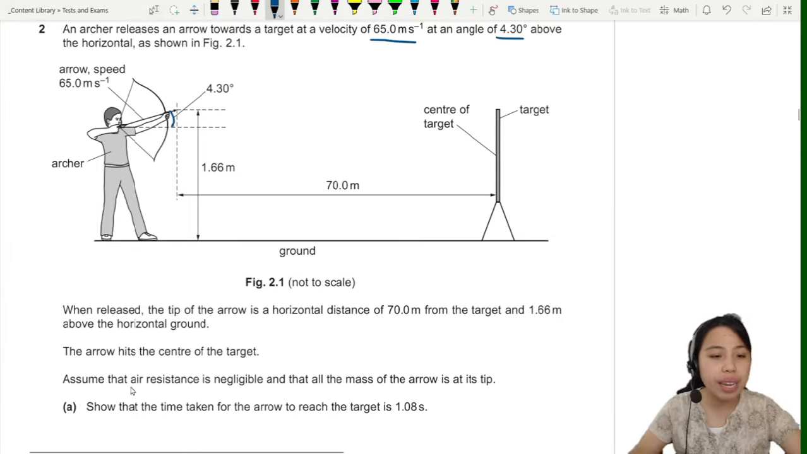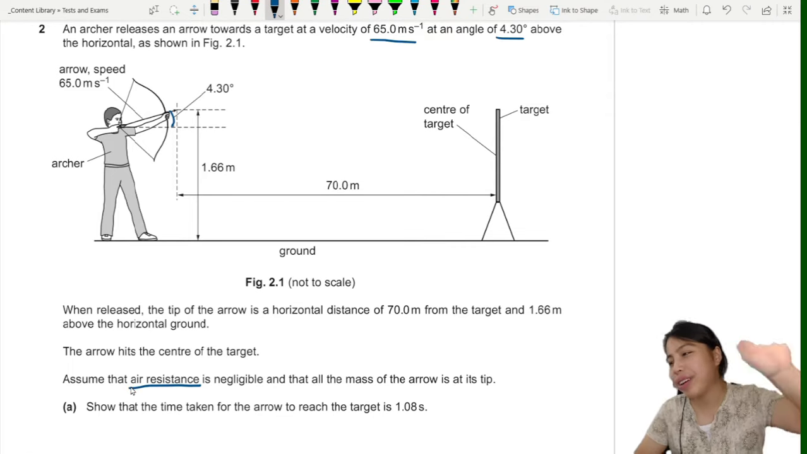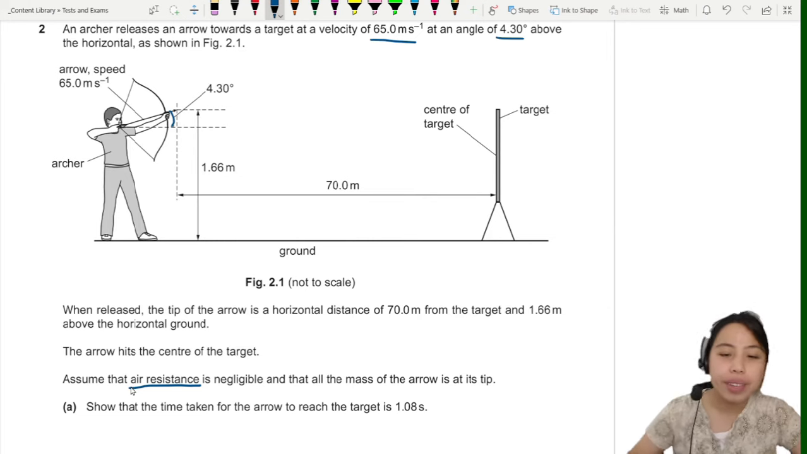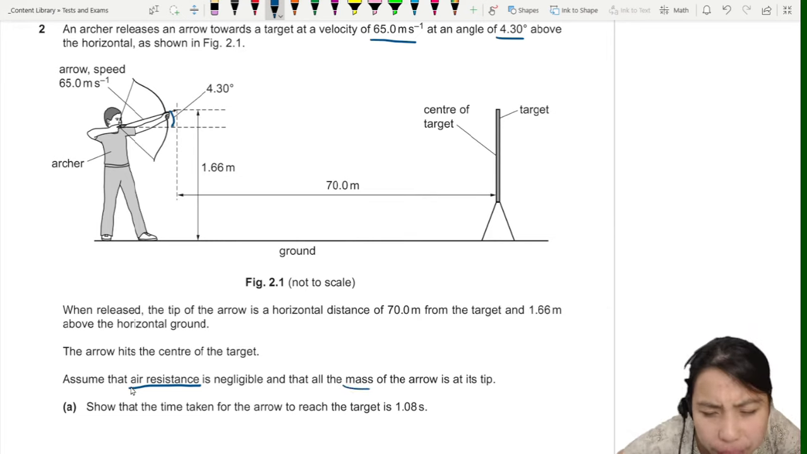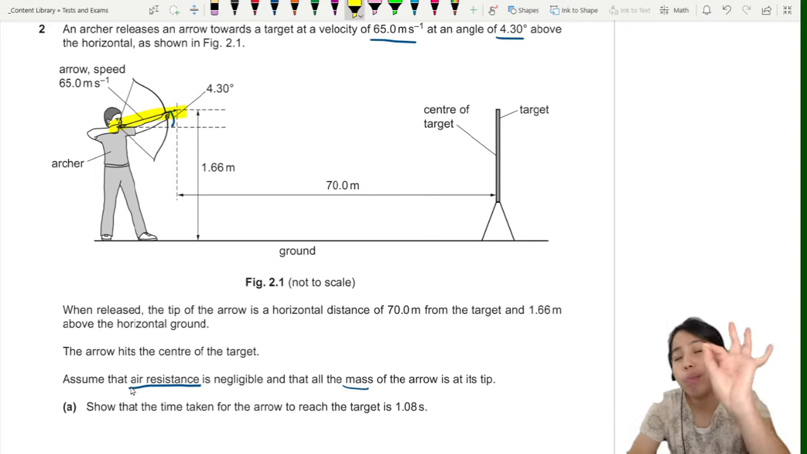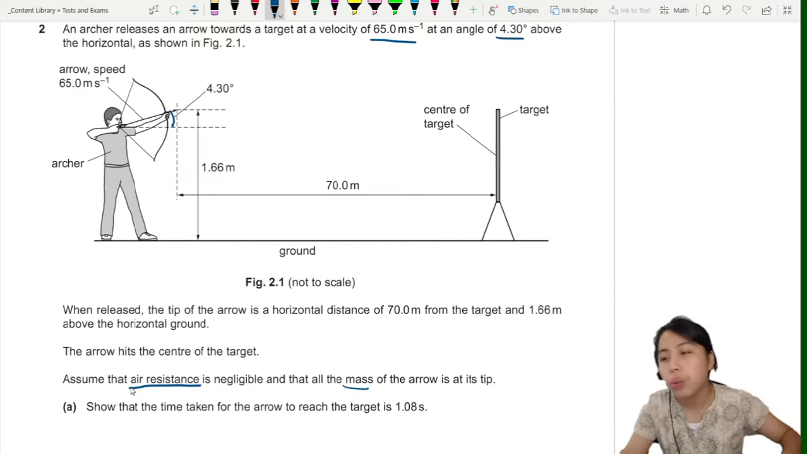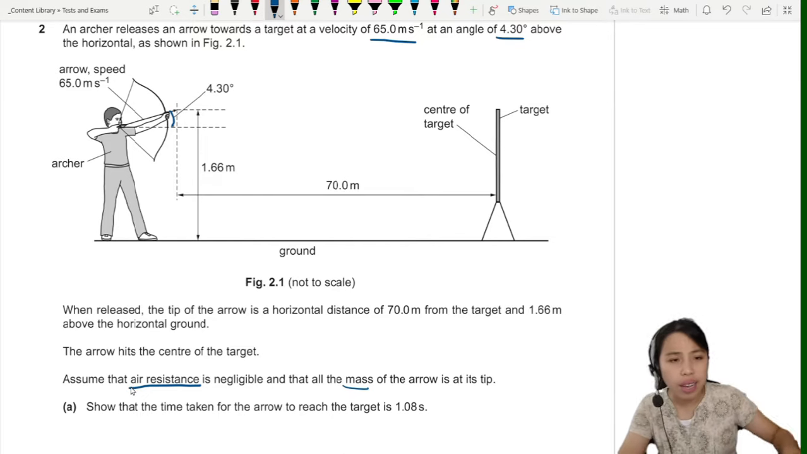Assume that air resistance is negligible. Very nice, no need to worry about drag force and all those other things. And all the mass of the arrow is at its tip. So although our arrow is a nice long object, we're going to assume it's just a point mass. Show that the time taken for the arrow to reach the target is 1.08 seconds.